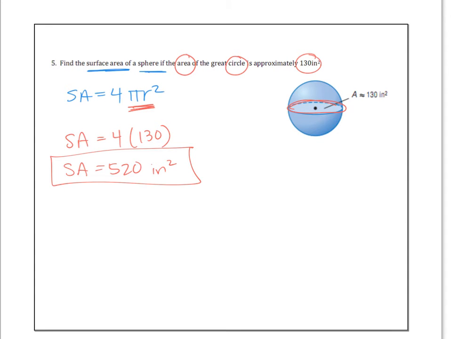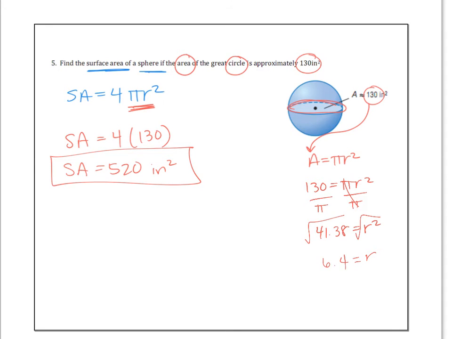Now, if you missed that, if you didn't catch that shortcut, what you would have to do is think, okay, area of a circle is pi r squared. Take the 130, plug it in for a. So then you would have 130 equals pi r squared. And then I would divide by pi. Those cancel out and you get 41.38 equals r squared. And then you have to square root. And you get your radius. The radius turns out to be approximately 6.4.